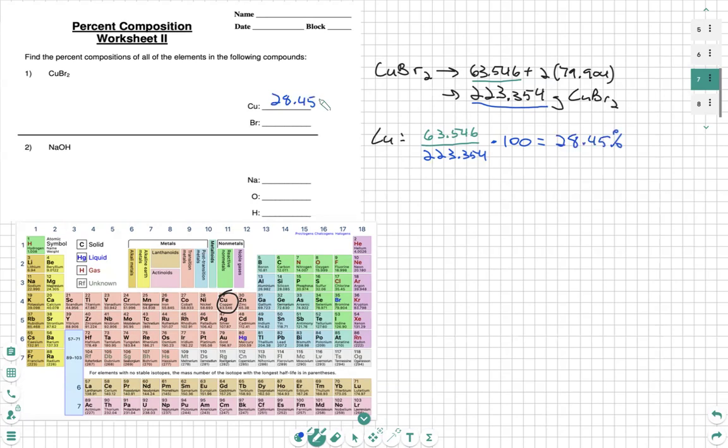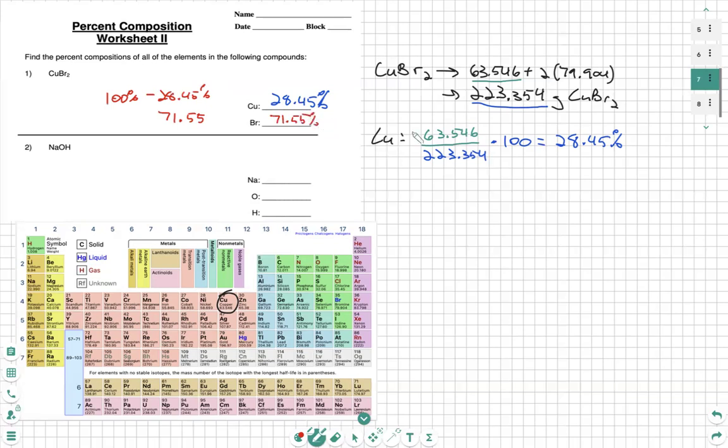Now, in order to find bromine, there are two ways. Since there is only one left, and we know this has to add up to 100%, we can just take 100% minus 28.45% to find our missing percent if we are in a time crunch. And here we can see it's 71.55%.